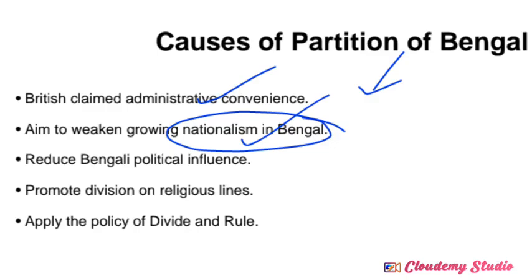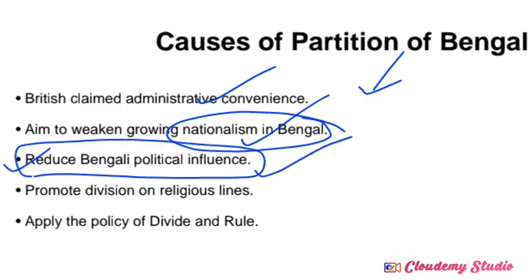Another cause was to reduce Bengali political influence. The Bengalis were the majority population at that time, so the Britishers tried to reduce their political influence. The entire administration system had to be managed by the Britishers, and based on this intention, they decided to divide Bengal at that time.